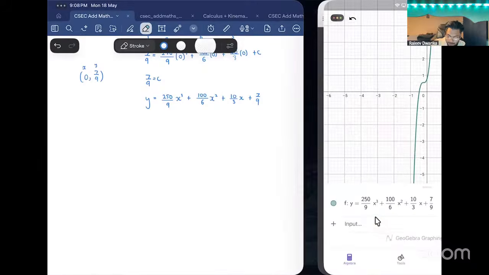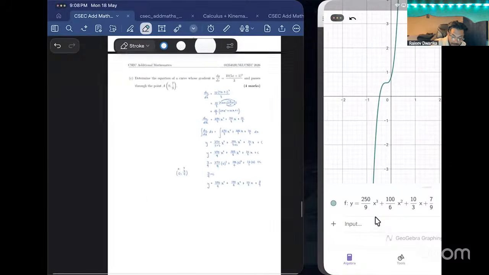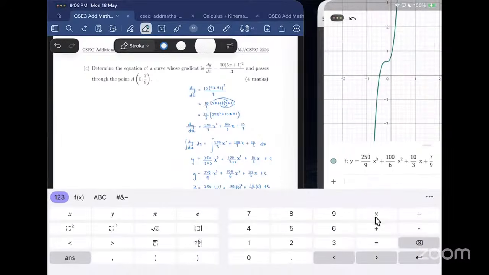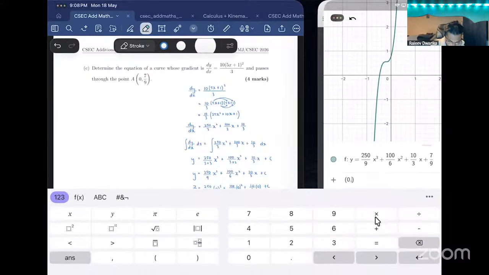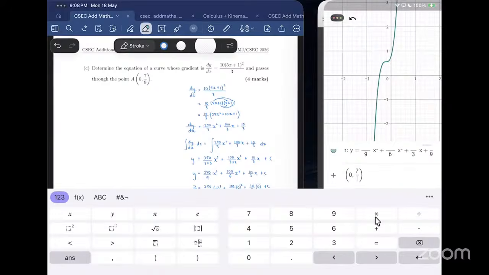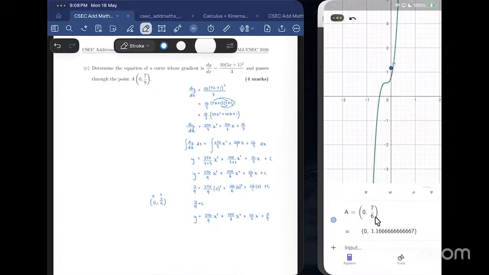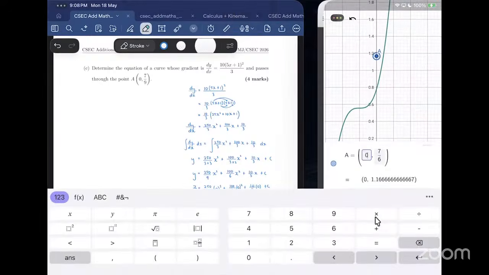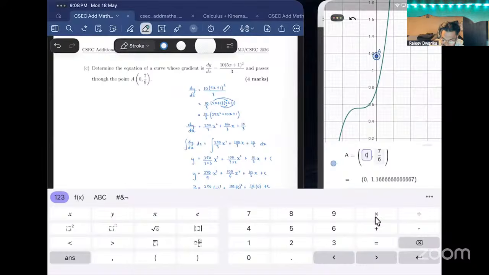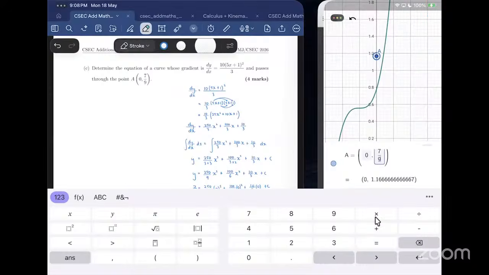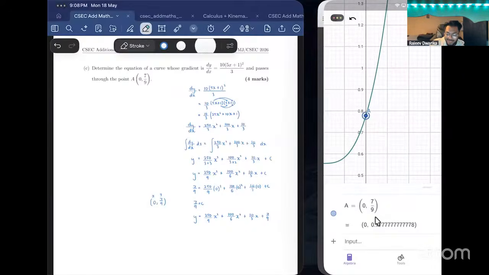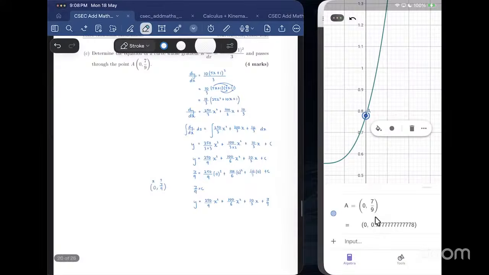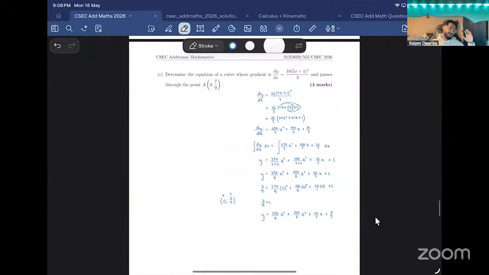All right, and what point should lie on that? 0, 7, 7 over 9. Let's see. But why is it not on the graph? Oh no, that's just about 7 over 6. I put 7 over 6. Oh, thank God. I was like, did I do something wrong? I just put 7 over 6.